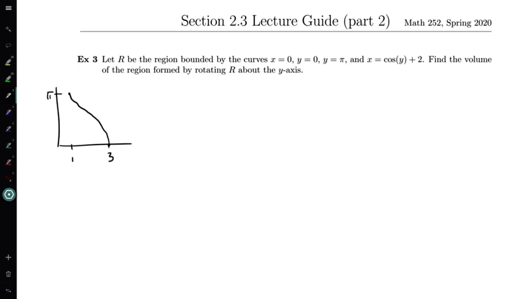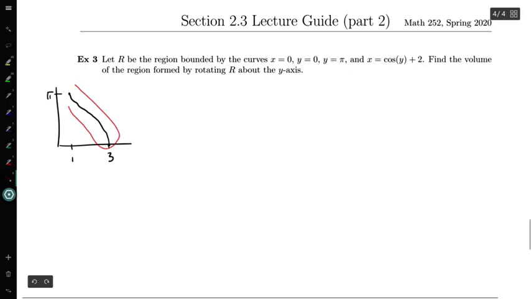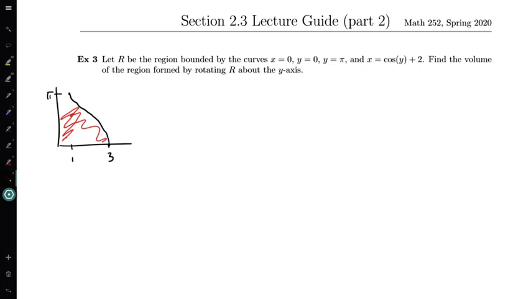And this is the region now that we're going to be looking at, the region that's bounded by these three lines here where we have this cosine curve. We're going to have the horizontal line here at y equals pi and the two coordinate axes. So we've got this region here that we are going to be taking the area of, and then we're revolving that about the y-axis here.